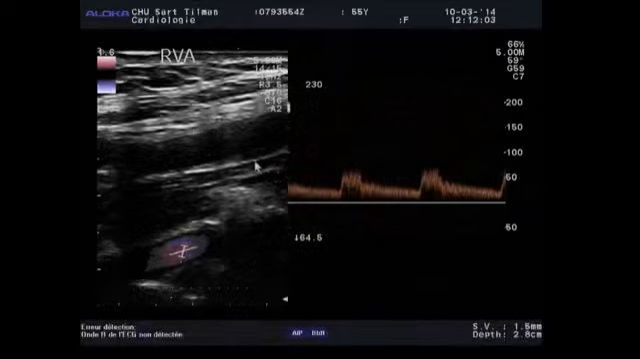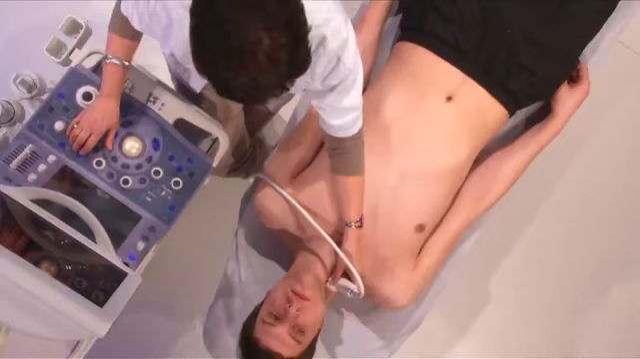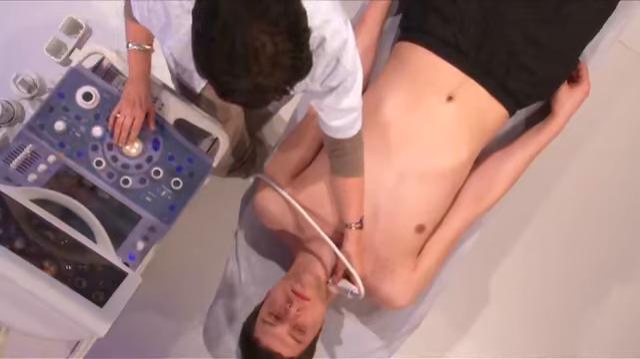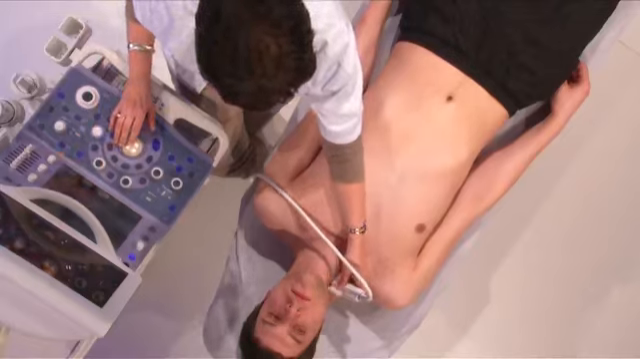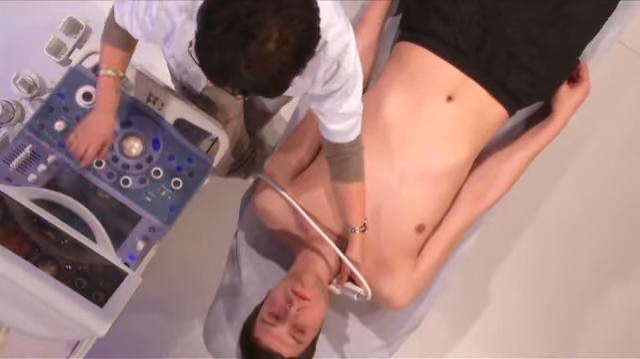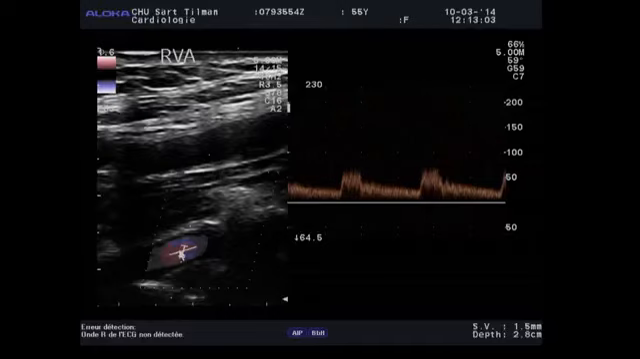And then you will move to vertebral arteries. Here's the vertebral artery. I'm going to show you how to proceed. You come from the carotid, the internal carotid artery, and then you move laterally, externally. You don't change the direction of the probe, and you will see the vertebral artery here with the transverse apophysis.